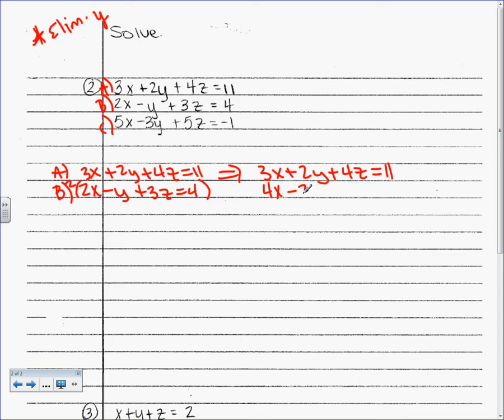4x minus 2y plus 6z equals 8. Very good. How are the y's going to eliminate? With addition or subtraction? Addition. Very good. I'm going to pause there so everybody knows what's going on. Do you guys all understand that what we just did is going to make y go away?